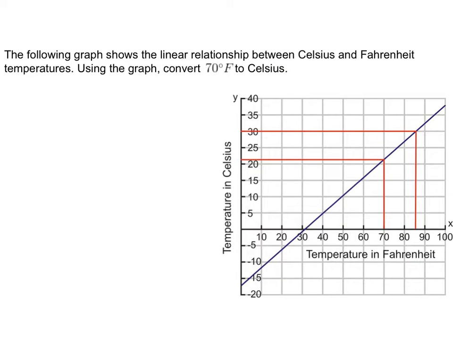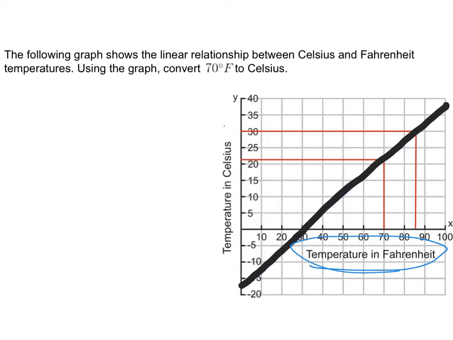So now we've got another graph here. And we've got this line right here. And it says the following graph shows a linear relationship between Celsius and Fahrenheit. So if you'll notice here, we've got temperature in Fahrenheit on the bottom, temperature in Celsius on the left. So we're going to use the graph and convert 70 degrees Fahrenheit to Celsius.